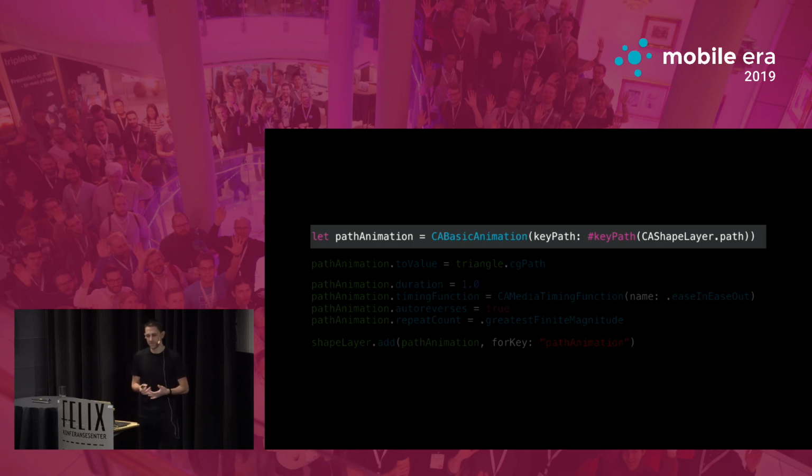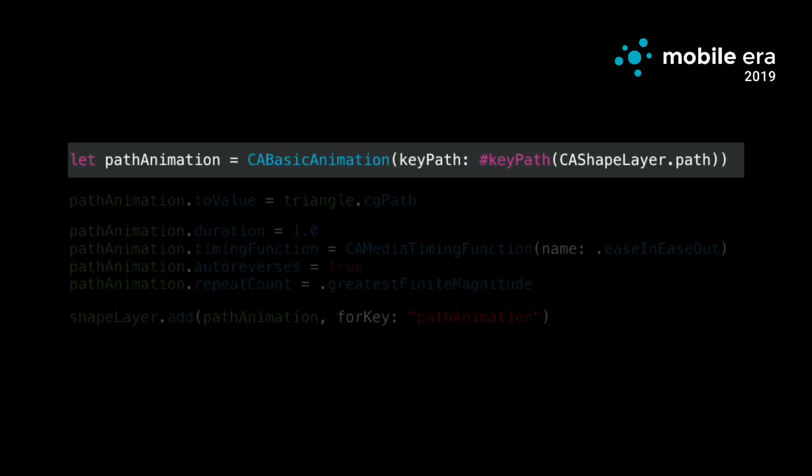And how we can do it from the code is that we need to create our path animation. So that is CABasicAnimation, and we can use key paths. So that's a really cool feature of Swift. So we can reference what property we actually want to animate. Previously it was stringly typed, and again it was more error prone.